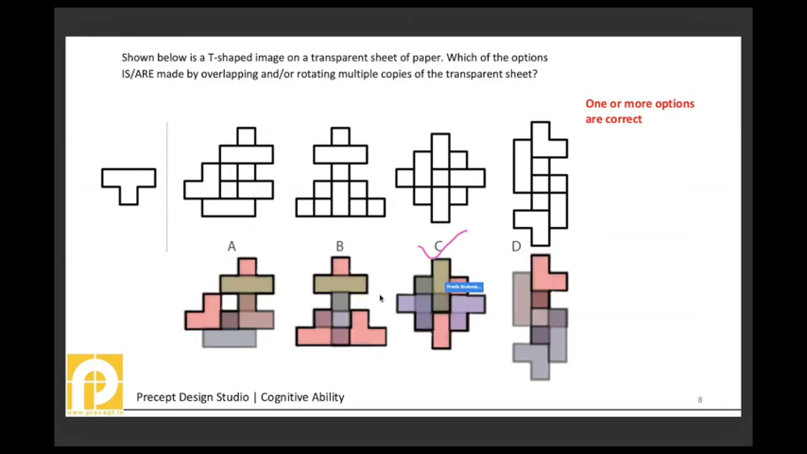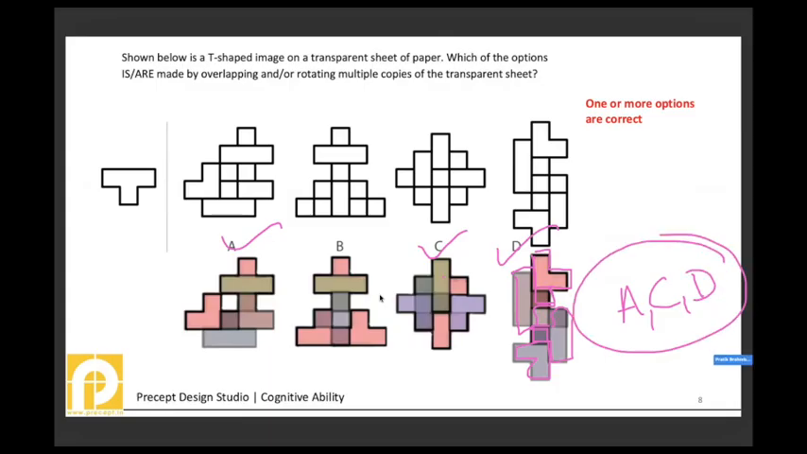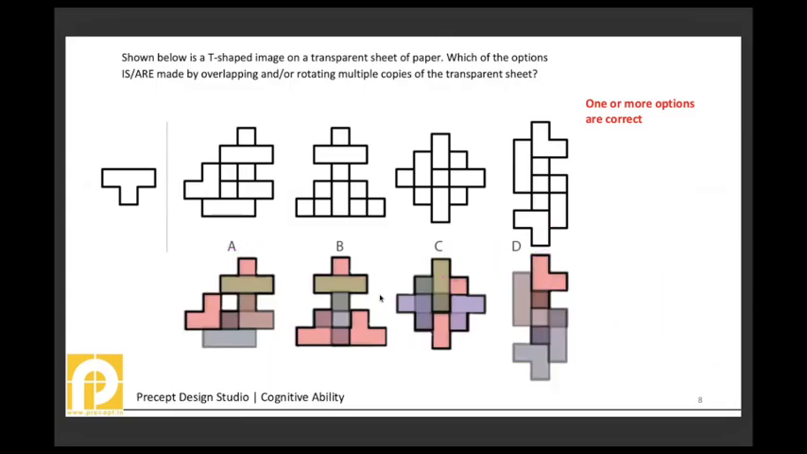Now next is D. Again, the same way we can do it. One block, second block, third block, and then the fourth block, and it works. So D is fine. Correct answer is A, C, and D. All three are correct here. Okay, we'll move to the next one.